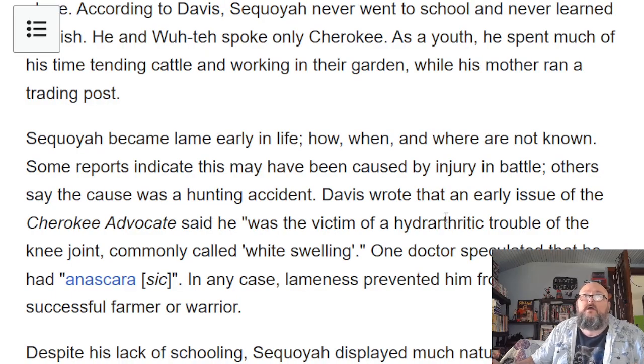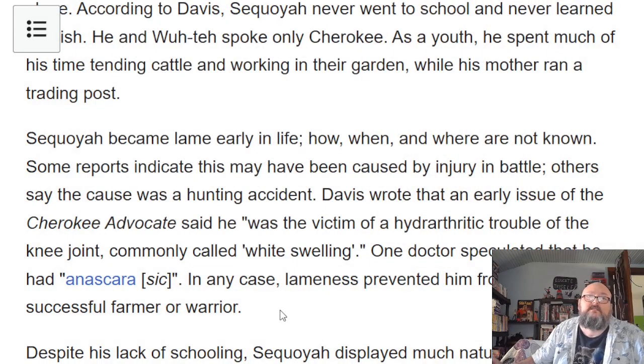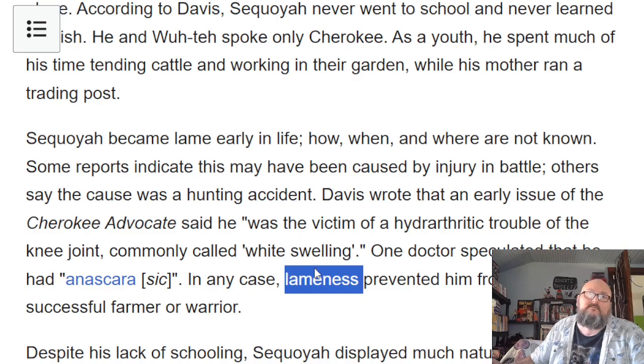a hydroarthritic trouble of the knee joint, commonly called white swelling, and one doctor speculated that he had anasarca, a severe and generalized form of edema with subcutaneous tissue swelling throughout the body. In any case, he had a disability because of this. They called it a lameness, but yeah, a disability situation.